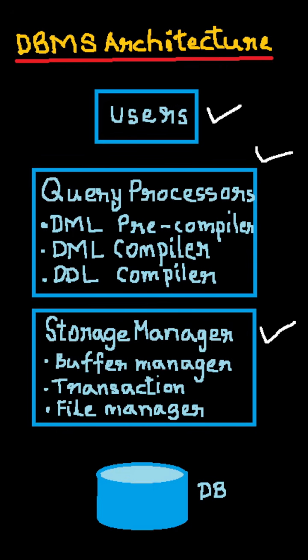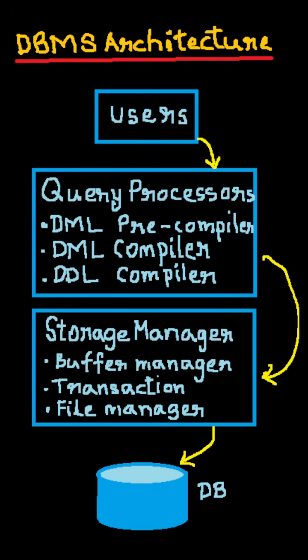Finally, the database storage contains data files, indices, statistical data, and the data dictionary. So in simple terms, users send requests, the query processor processes them, and the storage manager accesses the stored data. Together, these components form the basic architecture of a DBMS, the database management system.